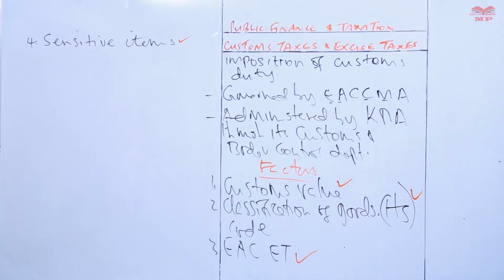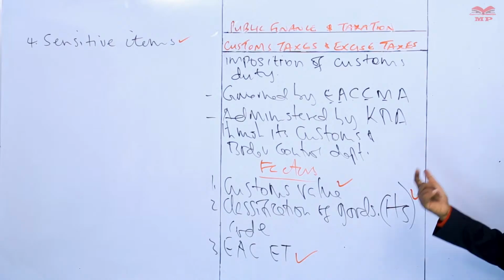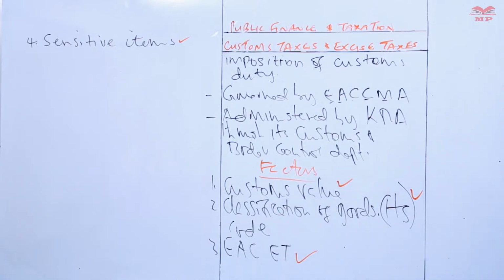And then the KRA's Customs and Border Control Department is responsible for processing the declarations. It is responsible for verifying the goods, for assessing the applicable duties and taxes based on the customs value and classification, and also facilitating the payment and eventual release of cargo. That is the role of customs and border control.